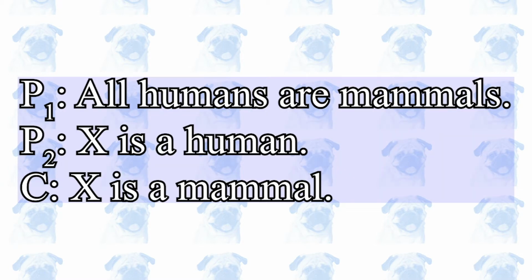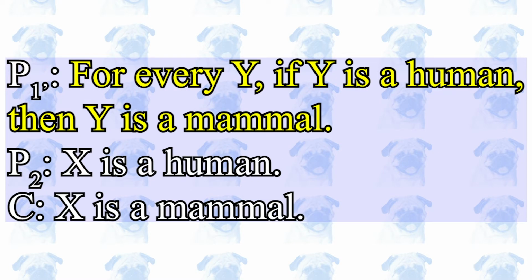1. All humans are mammals. X is a human. Therefore, X is a mammal. In this argument, the first two statements are the premises, and the third one is the conclusion. The first premise can be converted into the following conditional statement: for every Y, if Y is a human, then Y is a mammal. The second premise states that an entity called X exists, and that X is a human. Since there are no humans that are not mammals, if both these premises are true, then the conclusion also must be true. Therefore, this argument is valid.